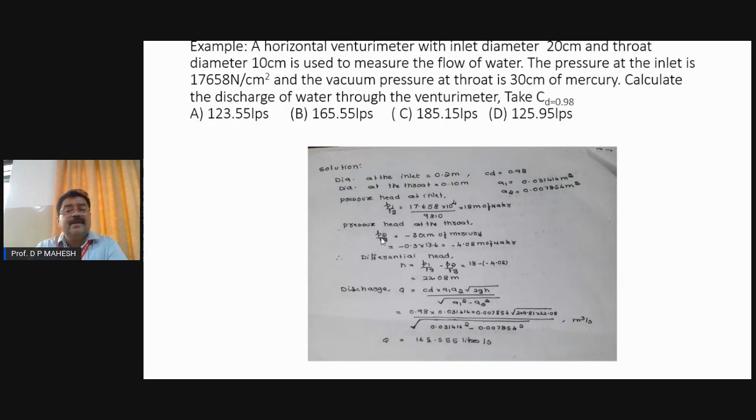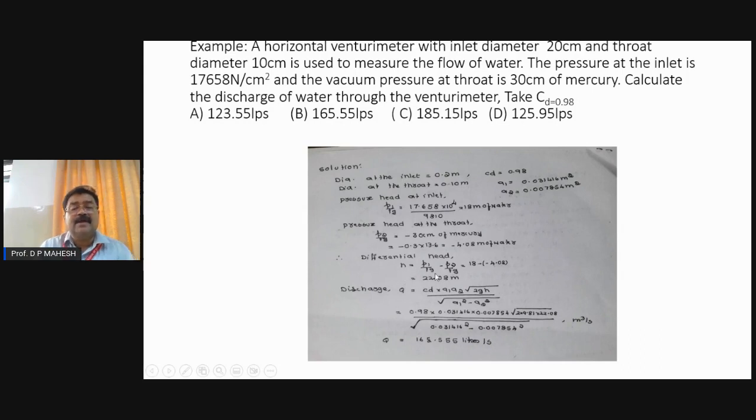In order to calculate the pressure at the inlet and the throat, we need them in meters of the liquid flowing inside the pipe. Since the pressure at the inlet is given as meters of water, while the pressure at the throat suction is in meters of mercury, we need to convert the pressure at the throat to meters of water, for which we multiply by 13.6. That 0.3 is the 30 centimeter of mercury in the manometer. So that gets converted to P2 by rho g, with a negative sign.